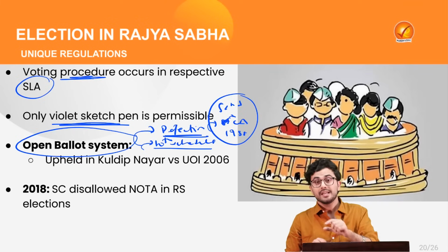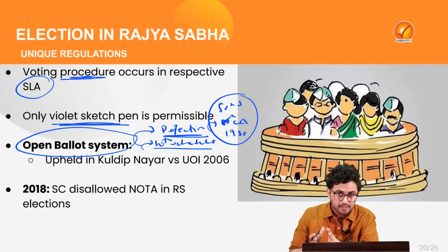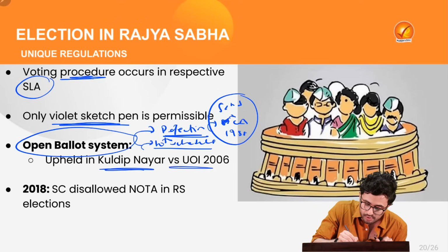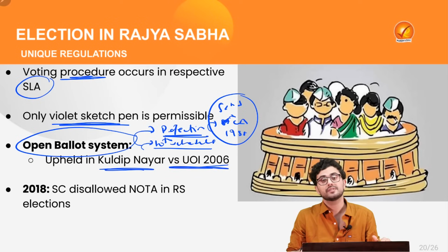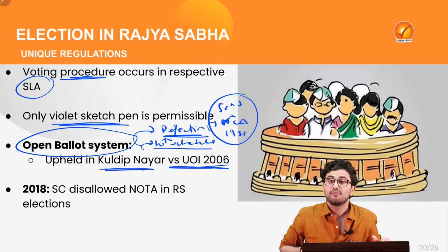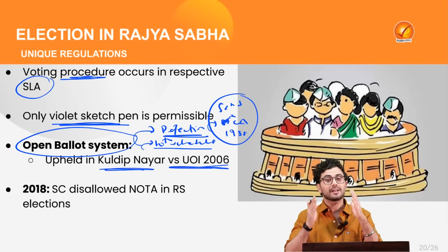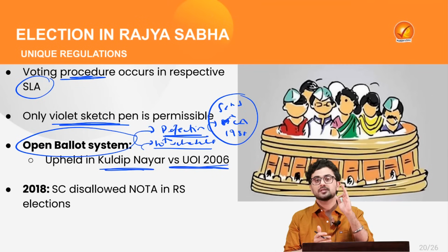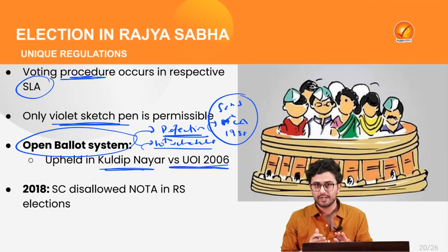line. This system of open ballot was also upheld by the Supreme Court in Kuldeep Nayar versus Union of India, 2006, where it held that if secrecy is becoming the weapon of corruption, then transparency shall be incorporated.